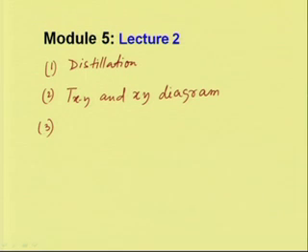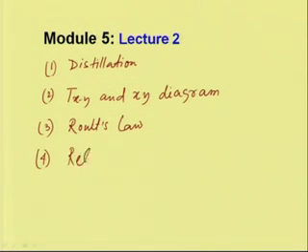We have discussed the ideal relations like Raoult's law, and we have also discussed the relative volatility. In this lecture, we will discuss the deviation from ideality and the azeotropes.